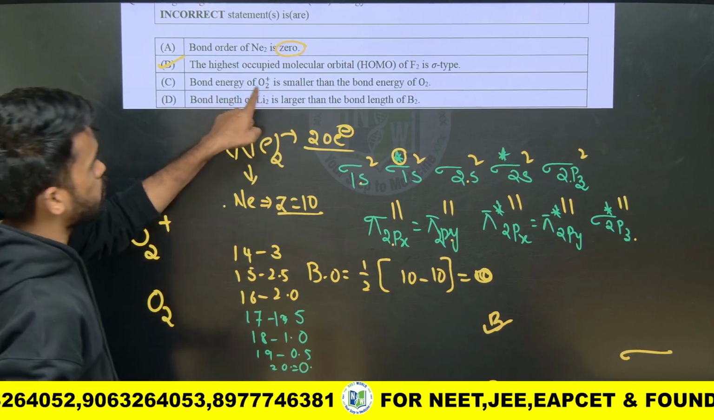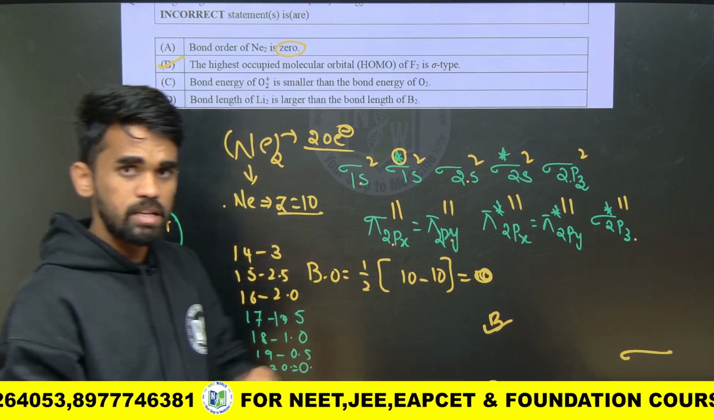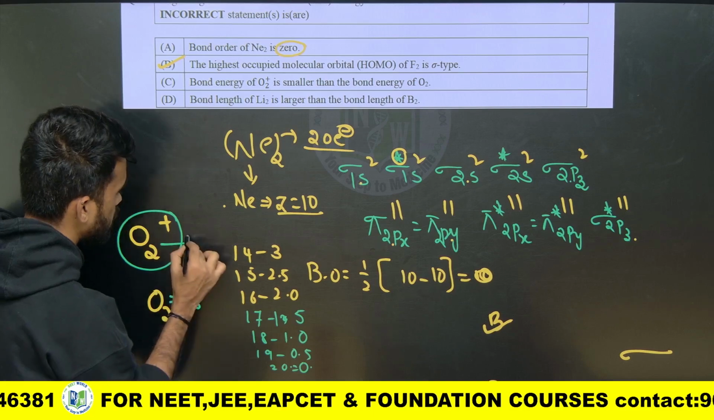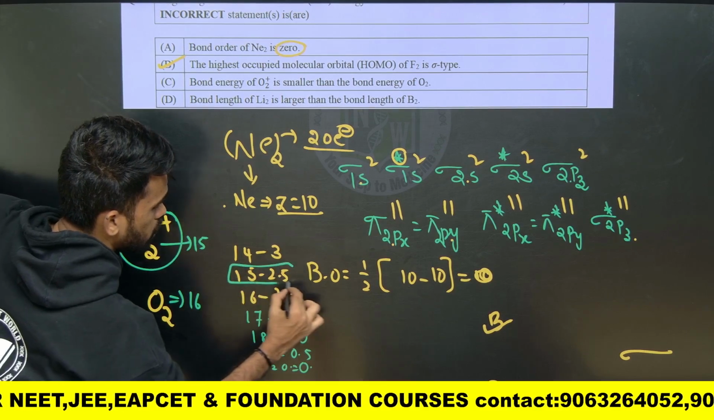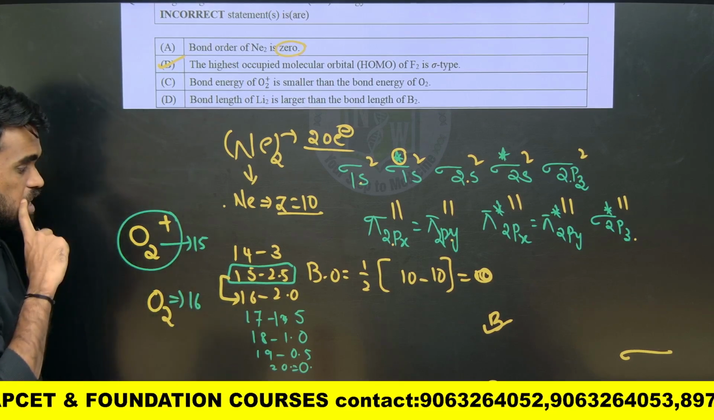So O2 plus means how many electrons do we have here? Oxygen atomic number is 8, therefore 16 electrons in the diatomic state. So here we have 16 electrons, here we have 15 electrons. See what I told you, if 15 electrons are there, the bond order is 2.5. If 16 electrons are there, bond order is 2.0.